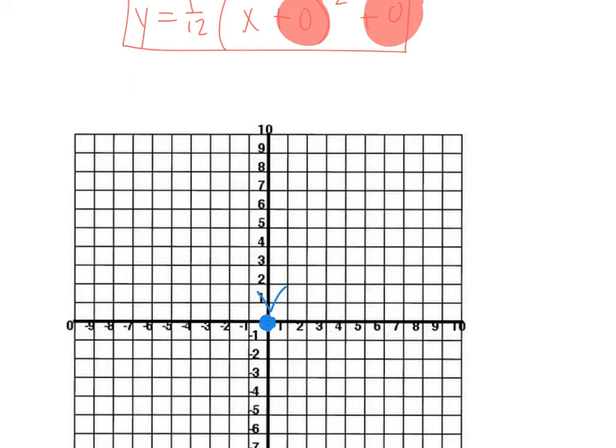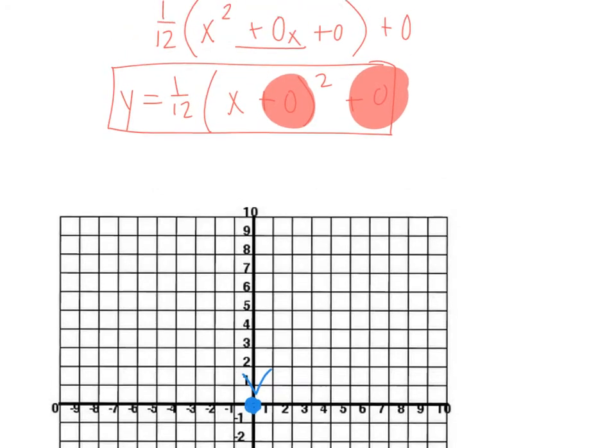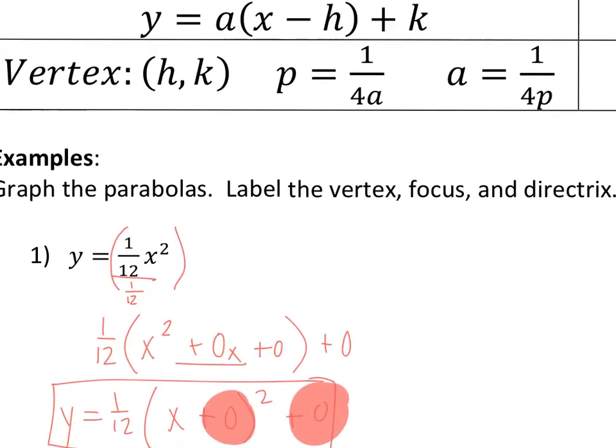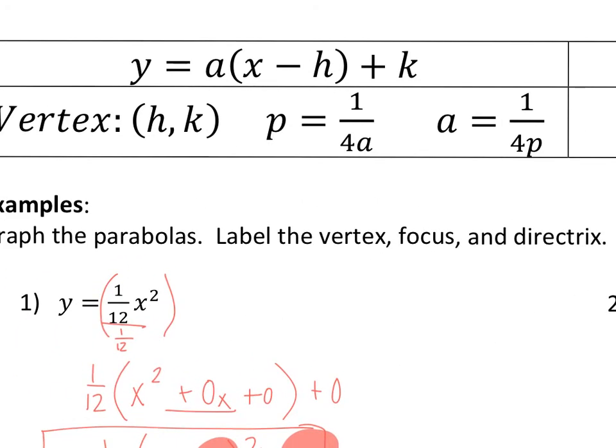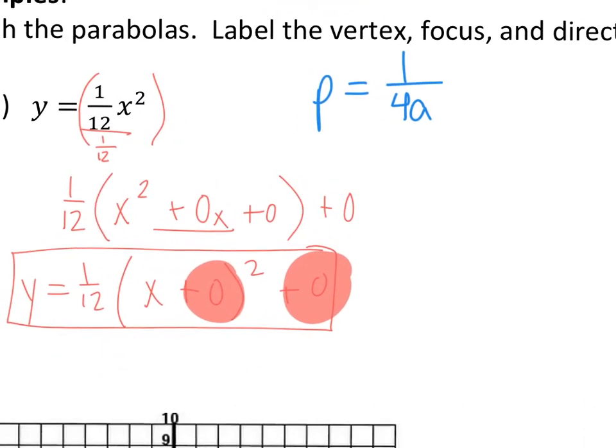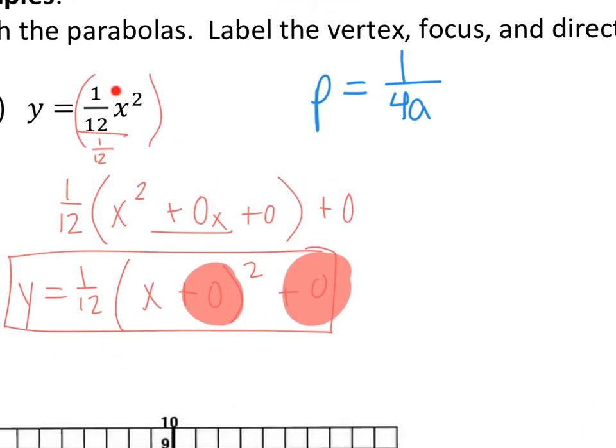Now, we have to find the focus and the directrix, and they are p distance away from the vertex, and we have a formula for that at the top. Because I need to find p, we're going to use this p formula: p = 1/(4a). Now a is the same a as in all quadratics. It's this number right here in front.